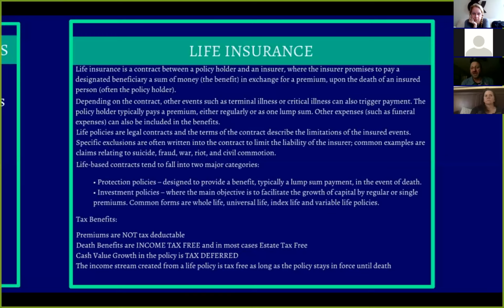It might be a business setting. It might be any other setting. That's term insurance. Low premium, high death benefit. No cash value buildup. It's like renting insurance. At the end of the term, you don't get your money back.